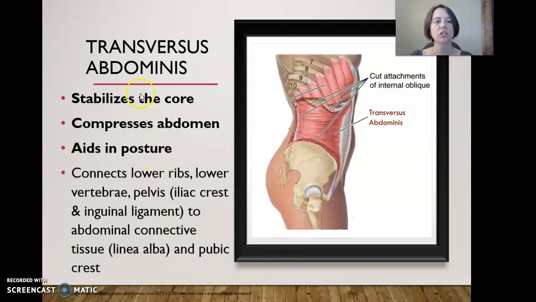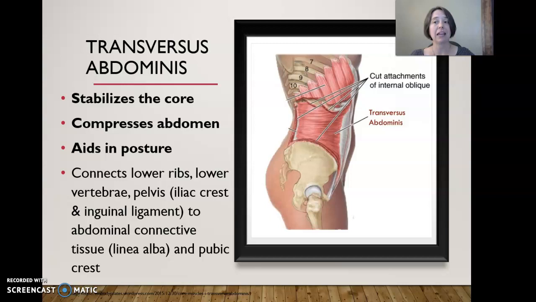So let's look at the words. Transversus means it has horizontal fibers that go horizontally, and it's found in the abdomen. And it will stabilize the core. So when we talk about core stability, more than the rectus abdominis, that six pack, we are talking about your transversus abdominis. So, yeah, crunches aren't so good for this one.